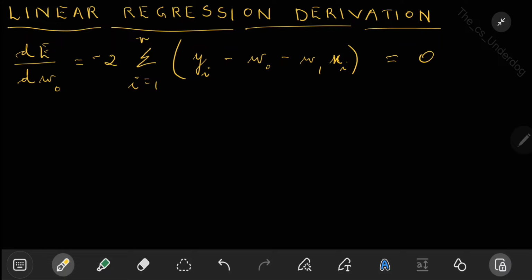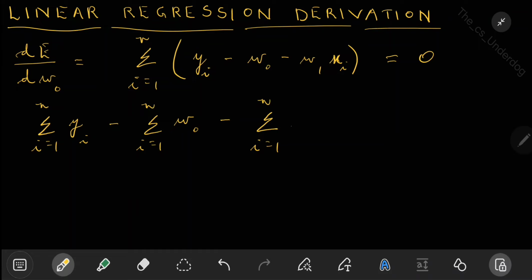So this thing is what I have to equate to 0. It is fine till this point. How do we simplify this? If we divide both sides by minus 2, this will remain as 0. This side, the minus 2 will go away. If I do further simplification, sigma i equal to 1 to n, opening the brackets, so sigma yi minus sigma i equal to 1 to n W0 minus sigma i equal to 1 to n W1 xi is equal to 0.